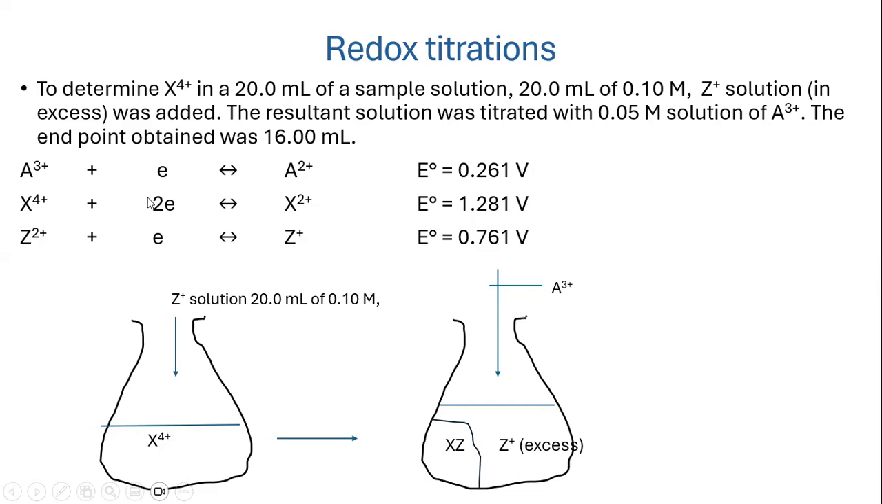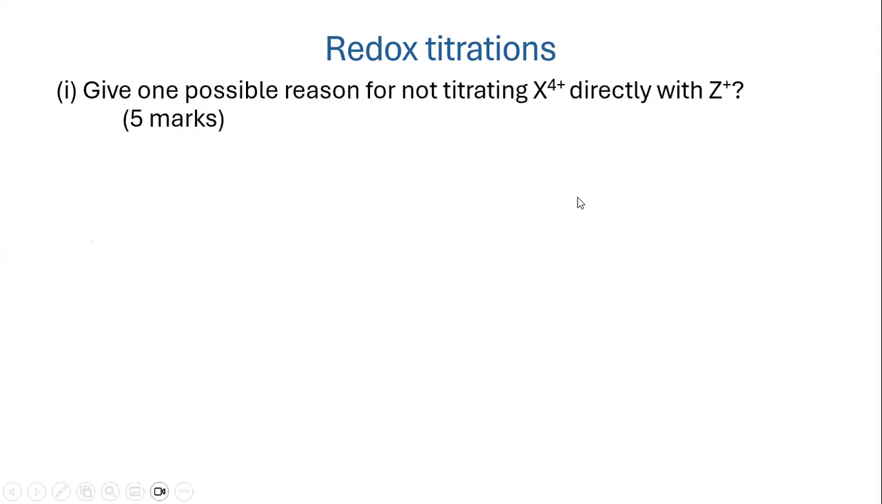Now A3 plus can reduce, Z plus can oxidize again in the correct form. Right. Okay. Now what is it asking? Then the endpoint obtained is there. What is the question asking? Give one possible reason for not titrating X4 plus directly with Z plus. What is the answer?